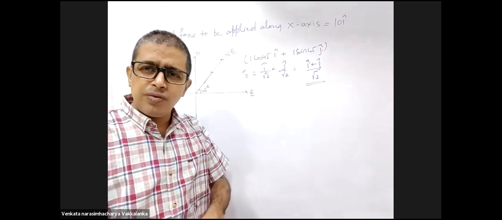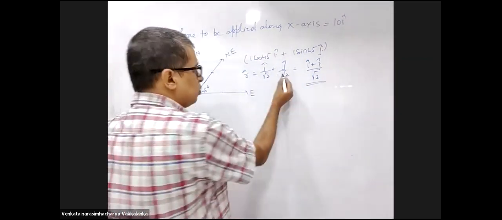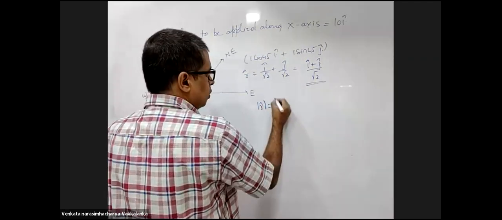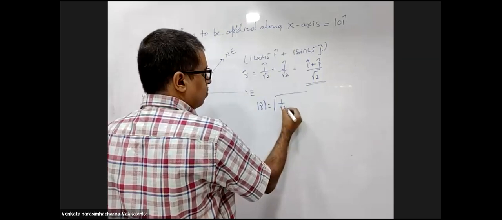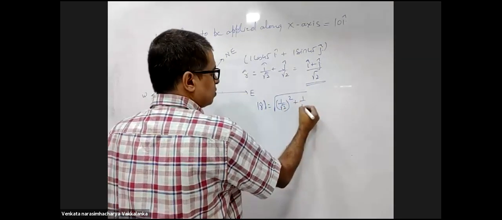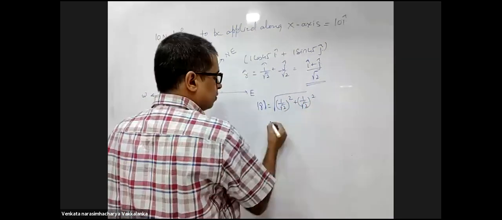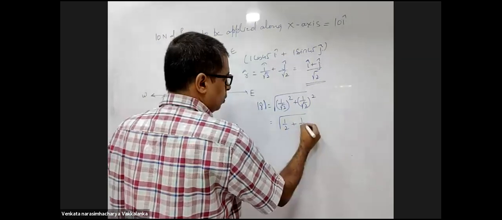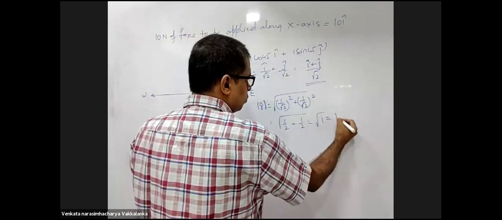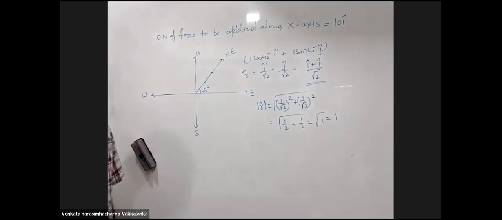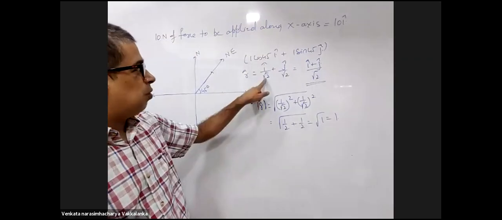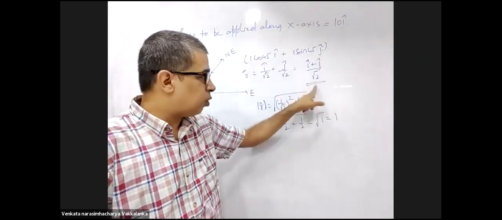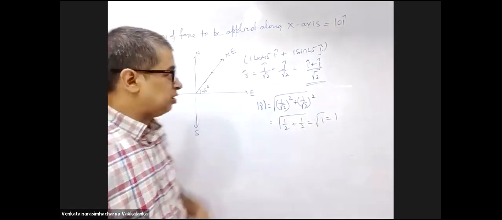Are you sure it's a unit vector? Calculate its magnitude and see. Magnitude of this unit vector is root over of (1 by root 2) whole square plus (1 by root 2) whole square. This will become root over of 1 by 2 plus 1 by 2. This is root 1. Am I getting unit magnitude? So 1 cos 45, 1 sin 45 is as a whole the unit vector along northeast.